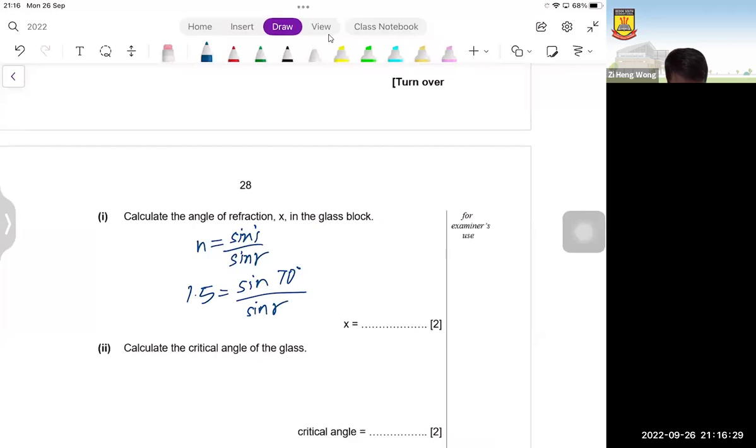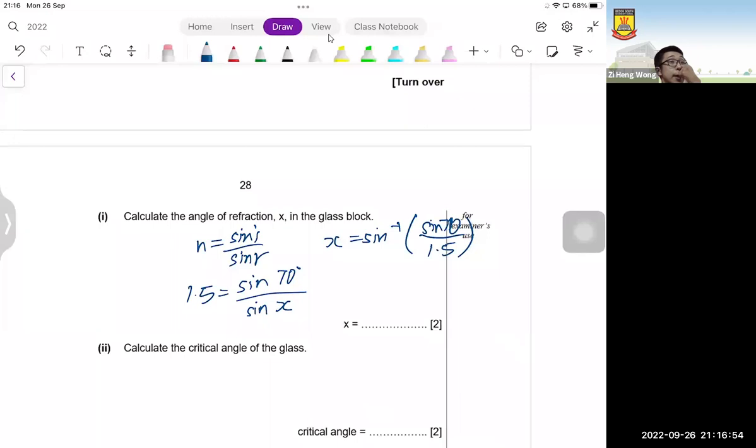sine R. Sorry, sine x. My R happens to be x. So you go and do this yourself. I'm just going to show you the working. sine 70 over 1.5. Then I ask you to find the critical angle of the glass.